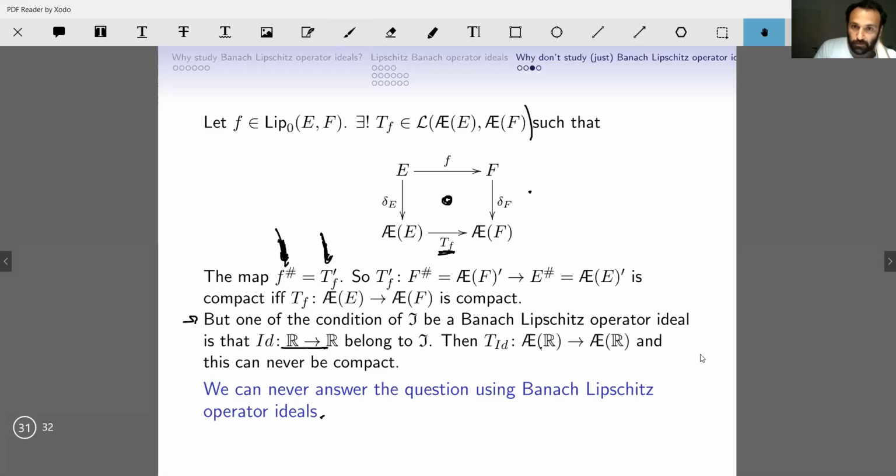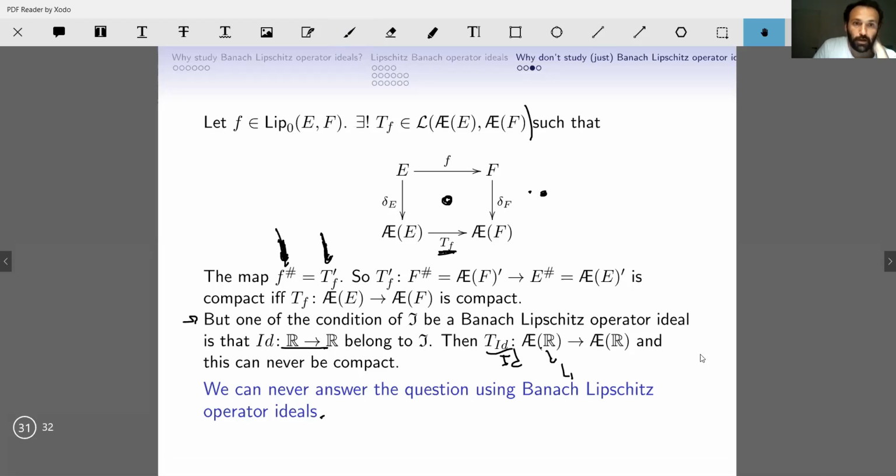If we apply this universal property to the identity of R to R, we obtain the identity map of the Lipschitz-free space of R, which is L1. So this map can never be compact.